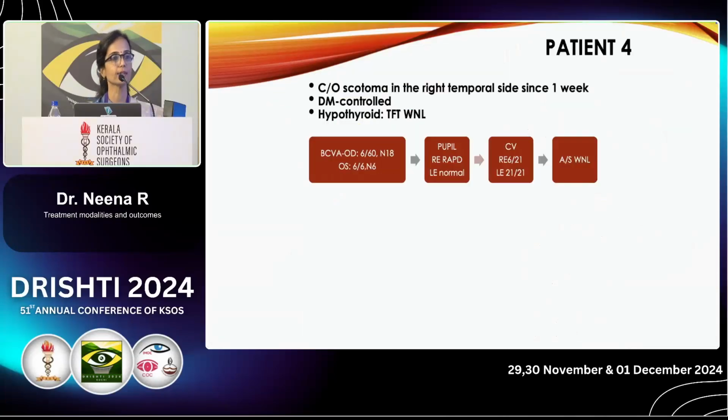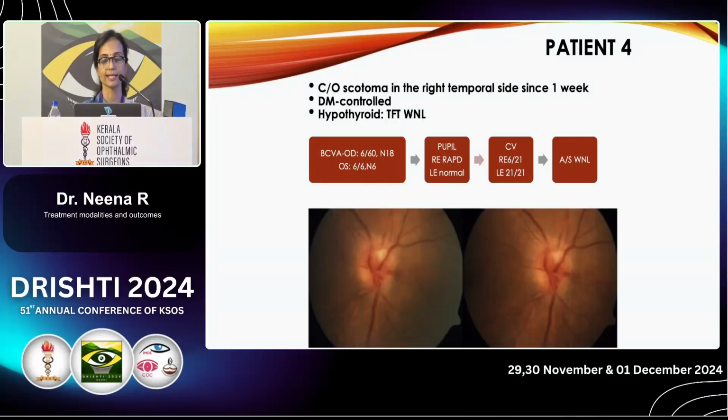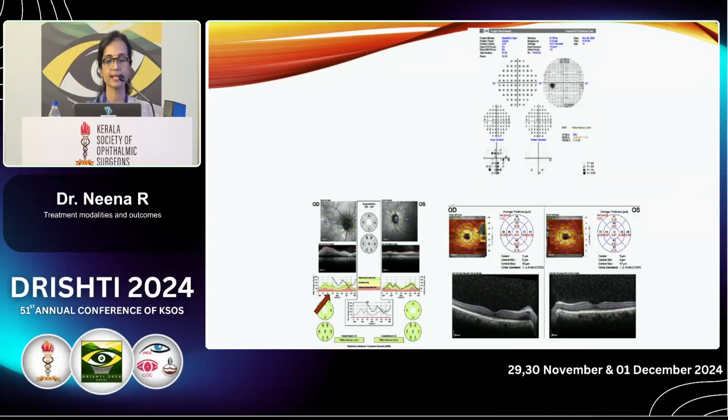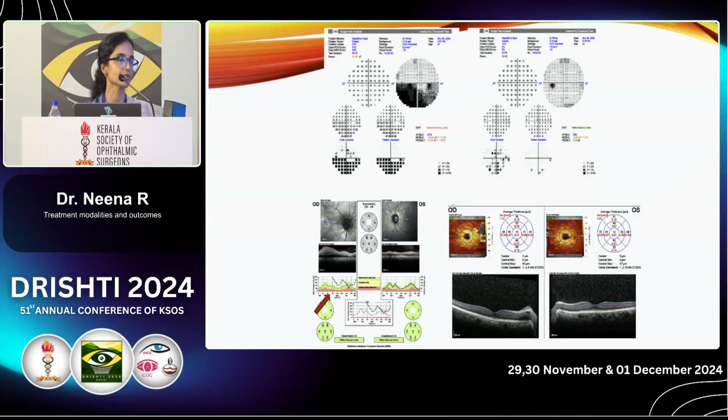Okay, patient 4 came with complaints of scotoma in the right temporal side since 1 week. This patient was about 60 years old, diabetic, controlled, hypothyroid, normal TFT. There was right RAPD, and the color vision was also reduced in that eye. The left eye was okay. So this is a right eye, what is this? Diabetic middle-aged patient. This is looking like an AION, right? Non-arteritic AION. So we did visual fields and yes, he had an altitudinal field defect. So this is the typical NAION.